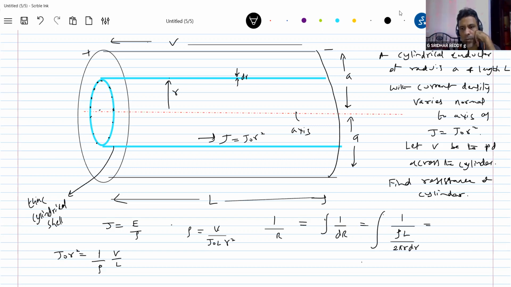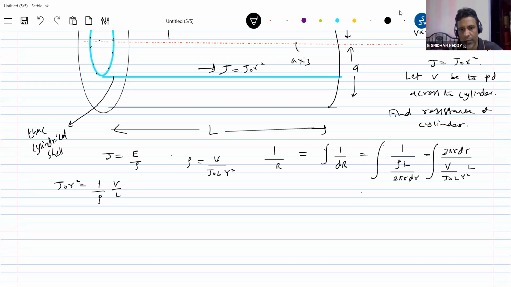So after substituting this, I'll send 2 pi R dr to the numerator. And what is the value of rho? Rho will be V by J naught L R square, this L. I'll scroll down. So this will become 1 by R equal to 2 pi J naught L V, which will be there as it is. L will cancel out. So this will be R cube dr. What should be the limit? 0 to A.